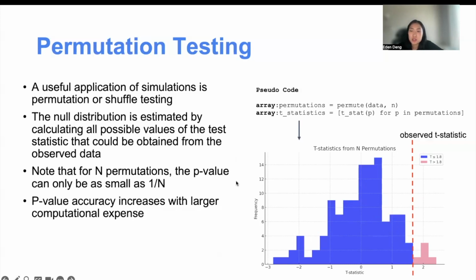So something to note is that for n permutations or iterations, the p-value can only be as small as 1 over n. So basically, the more permutations you're able to do, the more accurately you can estimate the p-value. But of course, this would be at the cost of computational resources, especially if your data set is very large. This can get expensive very quickly. So there's a bit of a trade-off there.